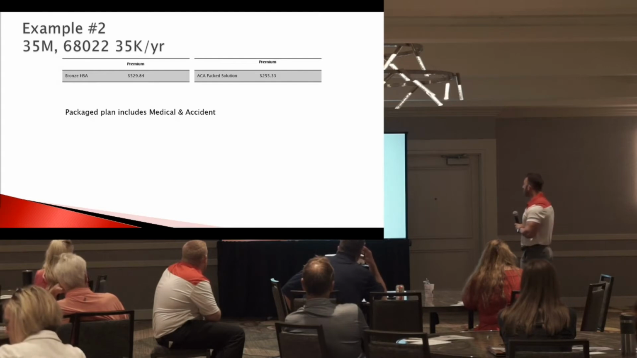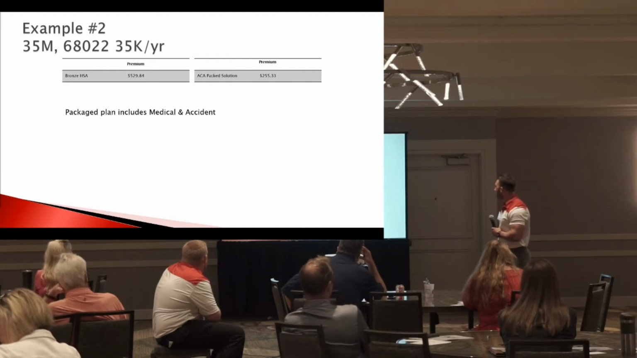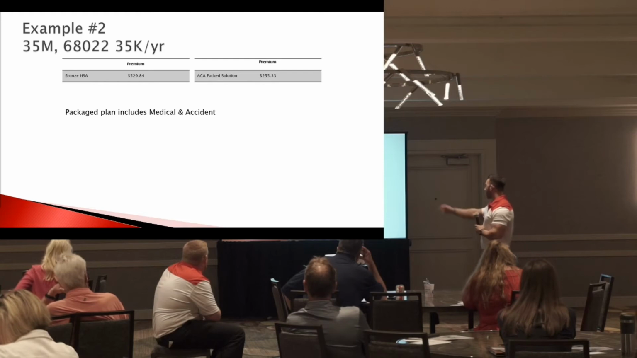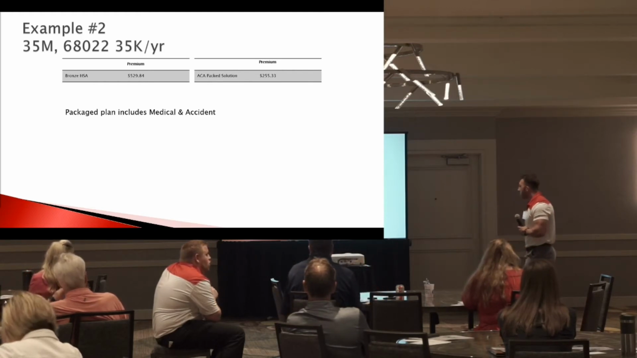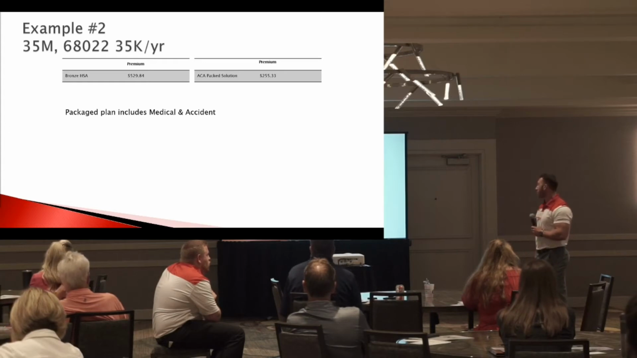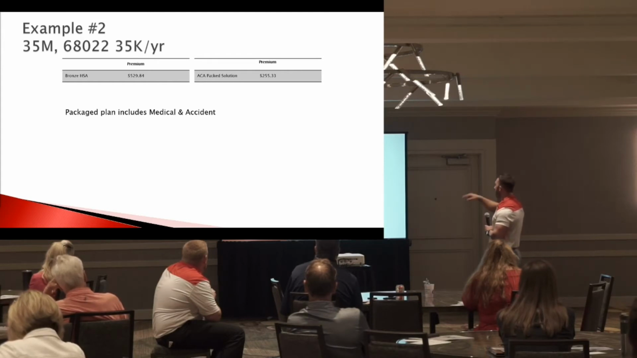So here's another example of one of the things we talked about. Even if someone does qualify for a subsidy, it doesn't necessarily mean that it's going to be the best idea for them. This is a 35-year-old male in Elkhorn that does qualify for a subsidy, and we're looking at $529 a month versus the $255 for an ACA package. This one's an example of reinvesting some of the saved premium on some better things.